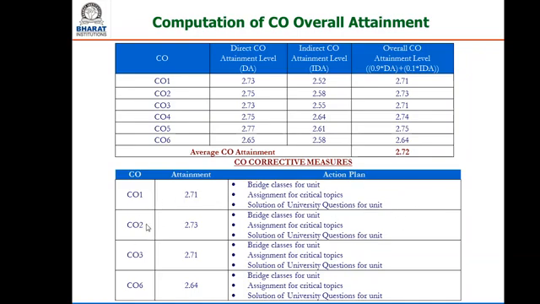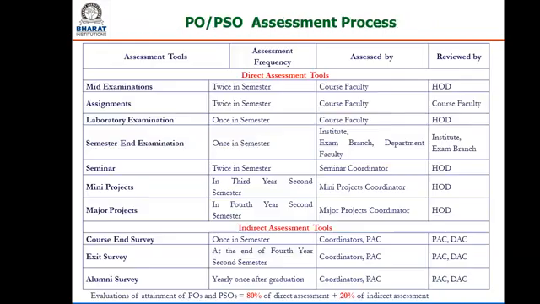Similarly, CO2, CO3, and so on up to CO6. Wherever we got a lower attainment value, for those important COs, corrective measures are to be defined. So that is the computation of course outcomes attainment.